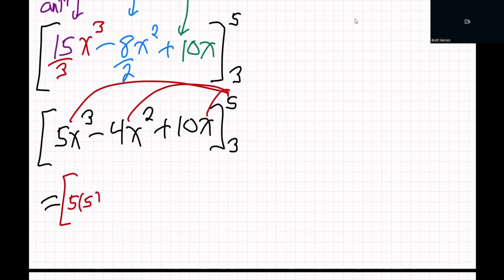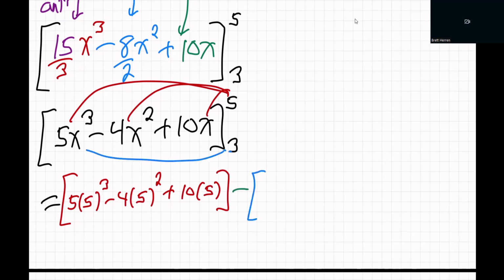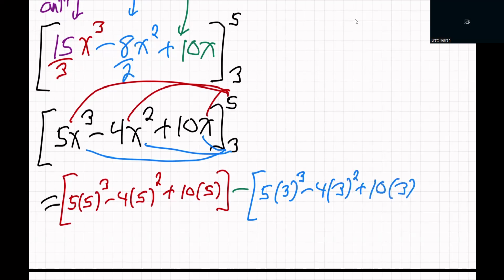So we'll get 5 times 5 cubed minus 4 times 5 squared plus 10 times 5. And then minus, and now we plug in 3 there, there, and there, plugging in the lower bound. And there's a subtraction between them. So do the whole function twice, once with the upper bound plugged in and once with the lower bound plugged in, and you subtract the results.